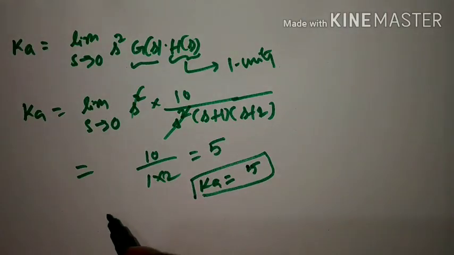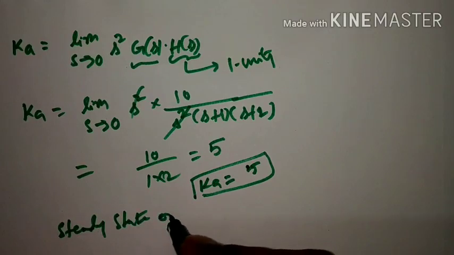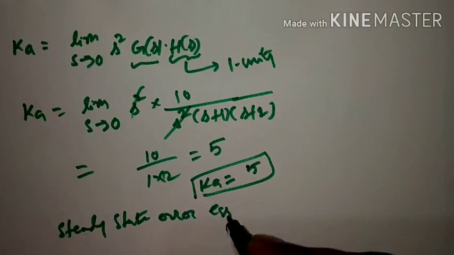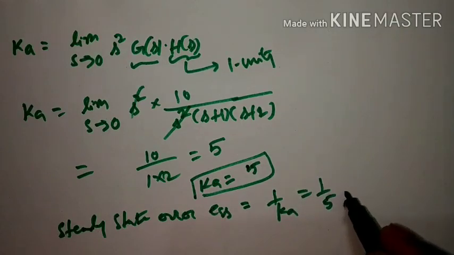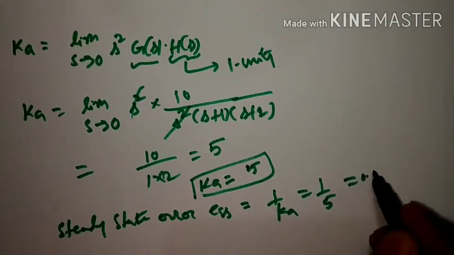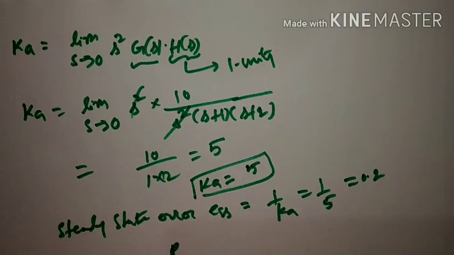So then what is the steady state error? Steady state error ESS is equal to 1 by KA, which is 1 by 5, so 0.2. So ESS is equal to 0.2.